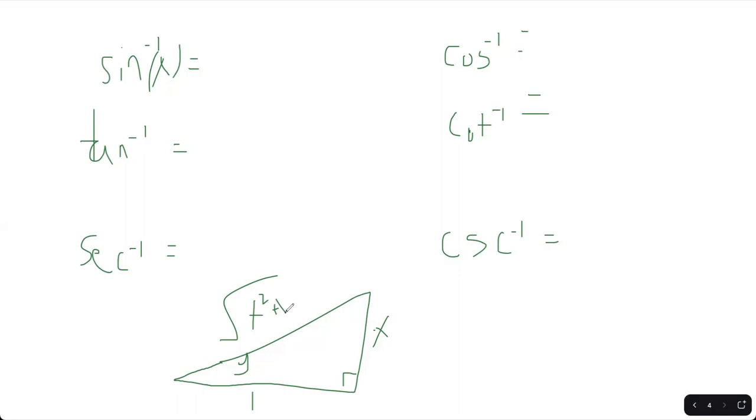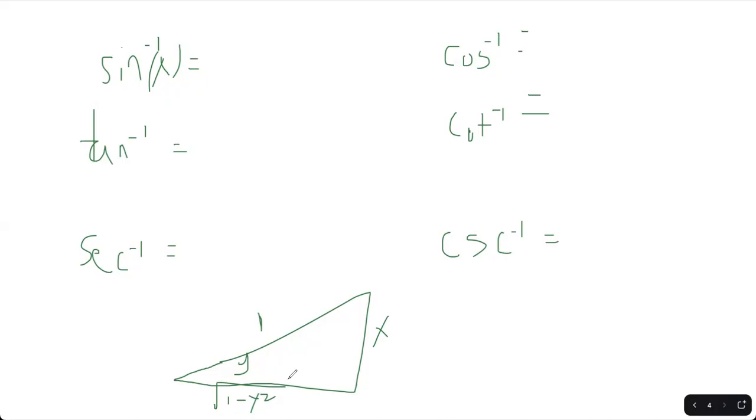Oh, sorry, I was doing tangent because I was doing opposite over adjacent. Instead, it should be opposite over hypotenuse. So hypotenuse should be 1, opposite is x, so the adjacent would be square root of 1 minus x squared because of the Pythagorean theorem.